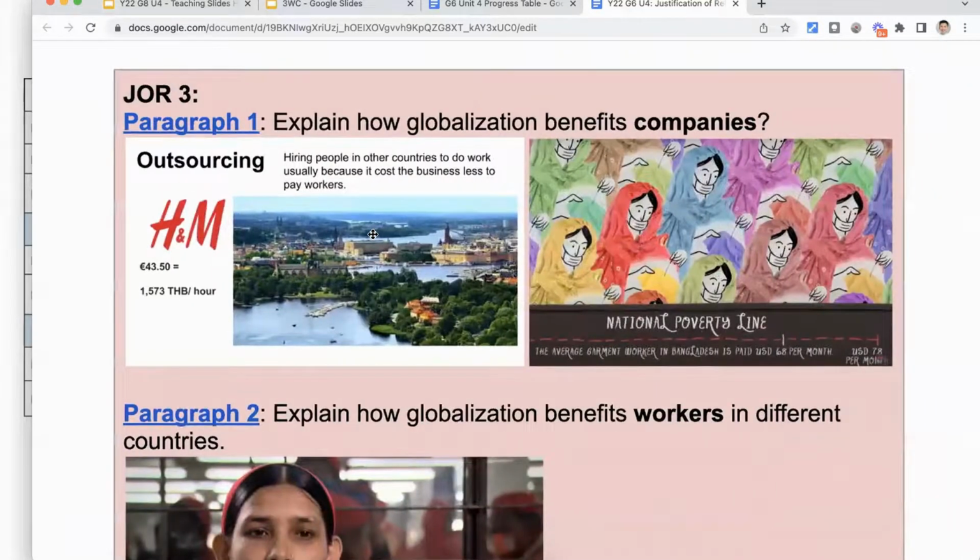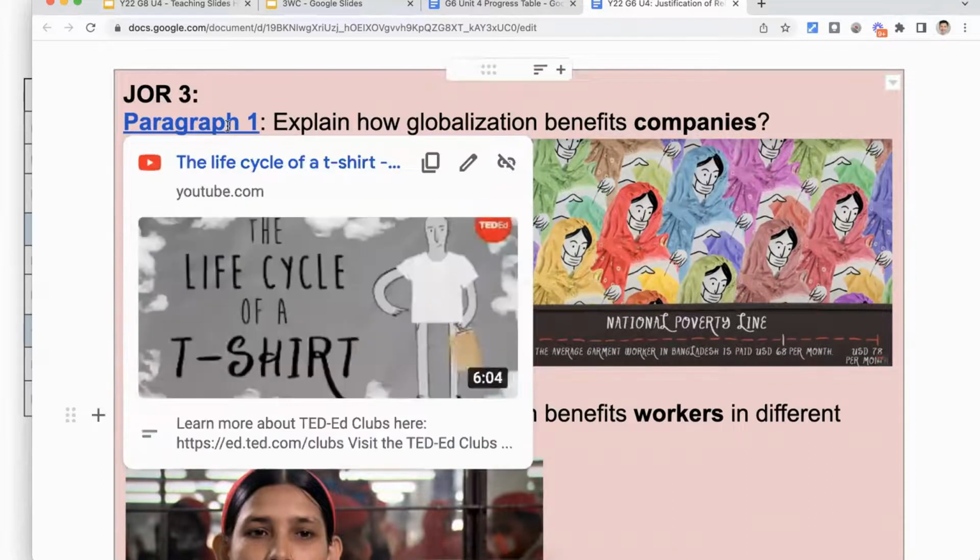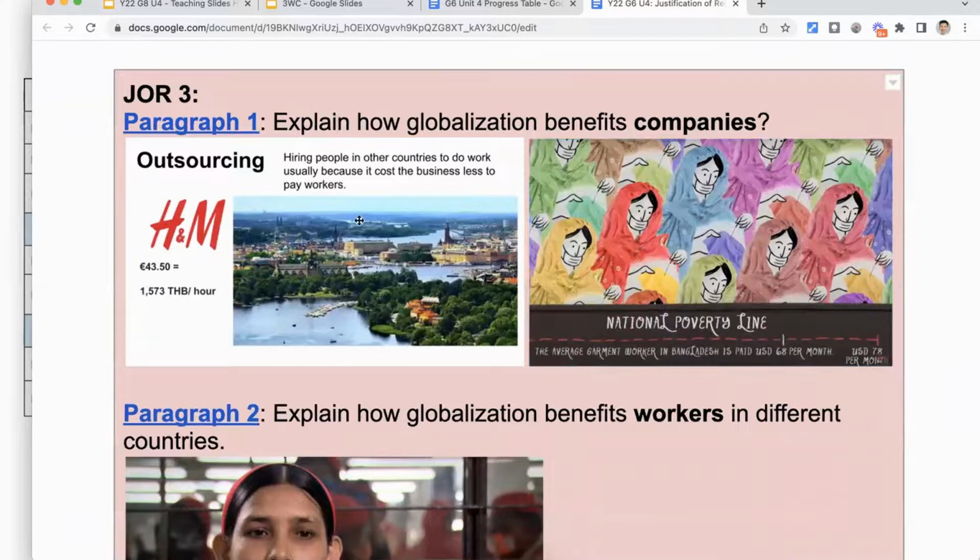Well, I figured out that they needed images to help them understand, like statistics here and a statistic here. They're going to have to use these statistics to talk about how globalization benefits companies. So even if I'm not there in the classroom, I've already created this for students to guide them. And I connected the YouTube video just if they needed one more time.